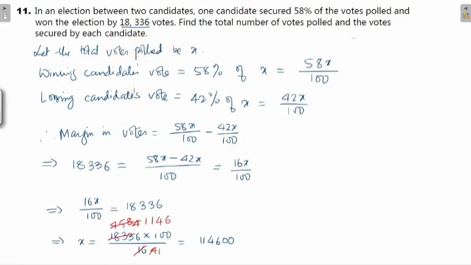Therefore, the total number of votes polled is exactly equal to 1,14,600. So this is my answer for this particular question. You may pause the video and note down your solution.